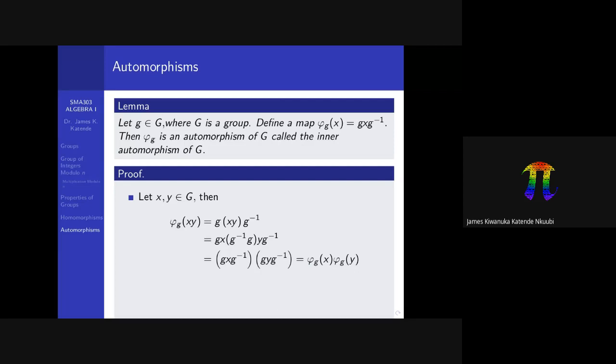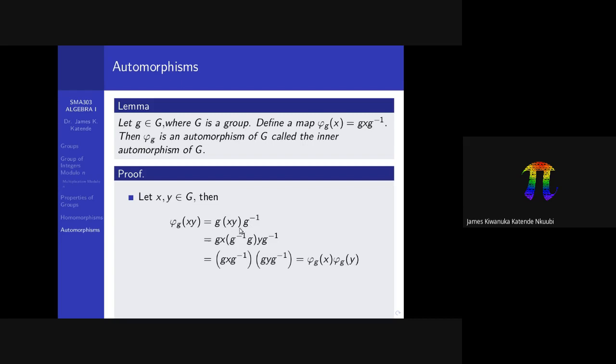We want to prove that it's a homomorphism. So if we pick any two elements x and y in G, then the image of xy under this map will be given by this. That's how we define the map. Any element you give it, it will do this exactly: multiply by g on the left and g inverse on the right. So that's exactly what we have done.